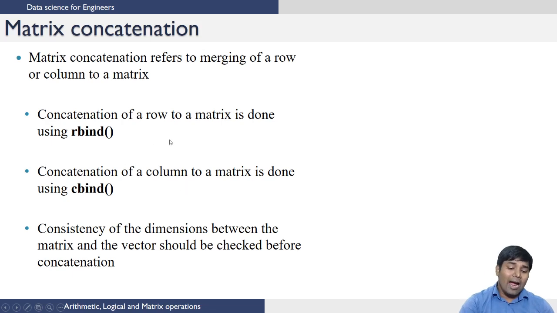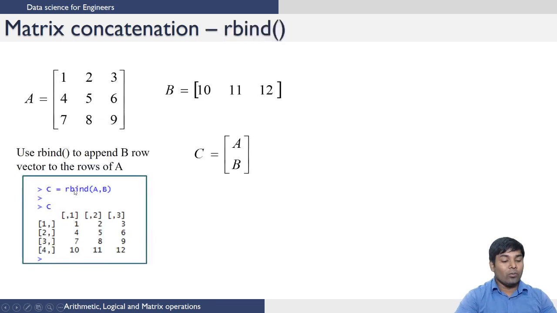If you want to add a row to the existing matrix, you can do so by using rbind command. If you want to add a column to a matrix, you can do so by using cbind command. One thing you have to keep in mind is you have to make sure the consistency of dimensions before you do this matrix concatenation. Let us illustrate how an rbind works.